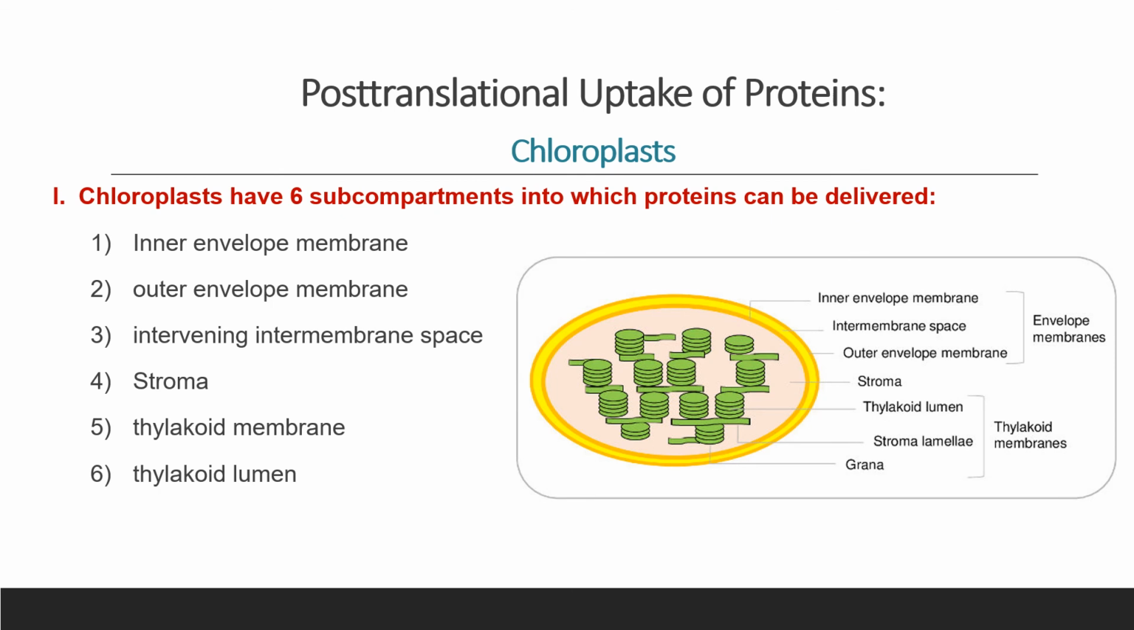Next, the chloroplast. The chloroplast has six subcompartments into which proteins can be delivered. First, you have the inner envelope membrane, and the outer envelope membrane, and then the intervening intermembrane space. You also have the stroma, the thylakoid membrane, and then the thylakoid lumen. The thylakoid membranes include the thylakoid lumen, the stroma lamellae, and the grana.